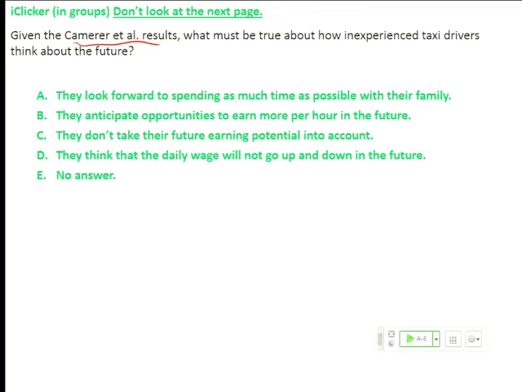A, they look forward to spending as much time as possible with their family. B, they anticipate opportunities to earn more per hour in the future. C, they don't take their future earning potential into account. D, they think that the daily wage will not go up.